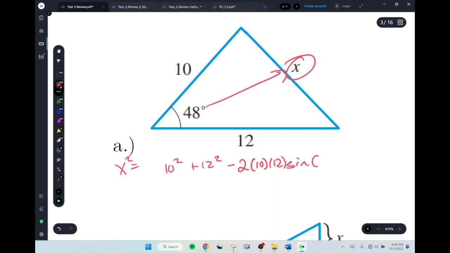Oh, look at that. Sine 48. What? Isn't that cosine? Yes. Good catch. That's to solve for x, right?